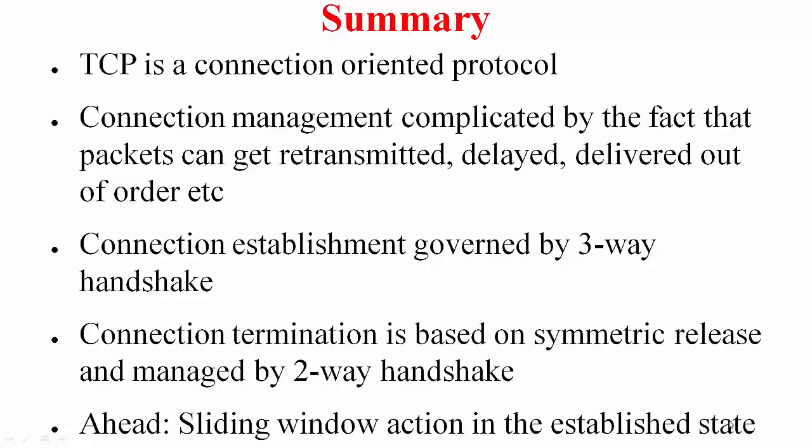So to summarize, TCP is a connection oriented protocol. This connection management is complicated by the fact that we are running over a best effort service model. We saw a specific problem arising out of these duplicates interfering with the new connection. We handle this via the three-way handshake. Making use of random initial sequence numbers also helps in this context. Connection termination is also a complex problem, but we went with a simple approach where we managed termination via a two-way handshake. We also looked at the TCP state diagram. Up ahead, we will see the sliding window in action in the established state.